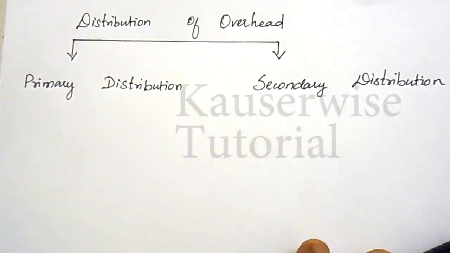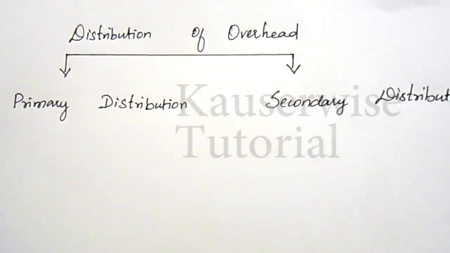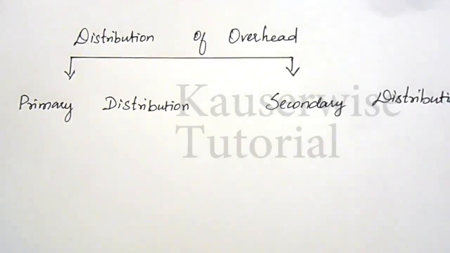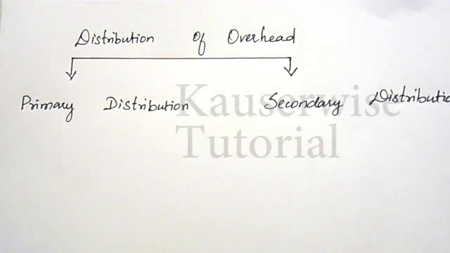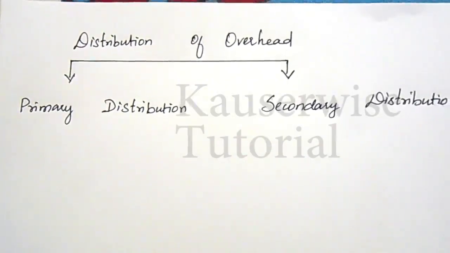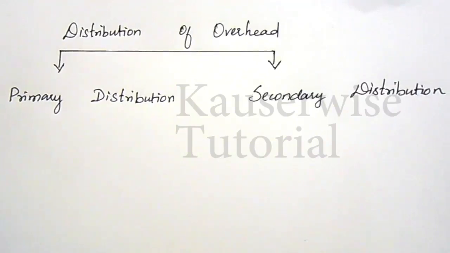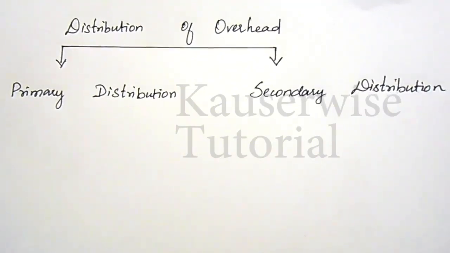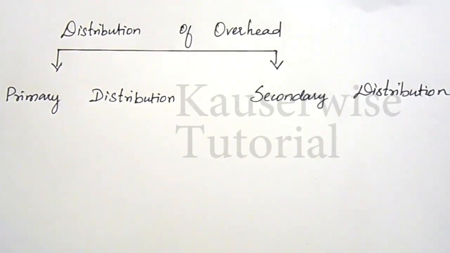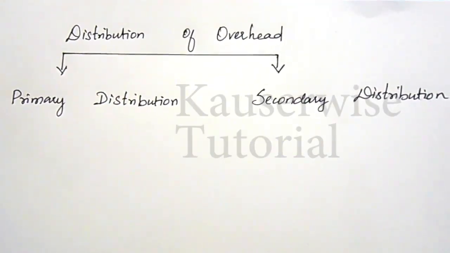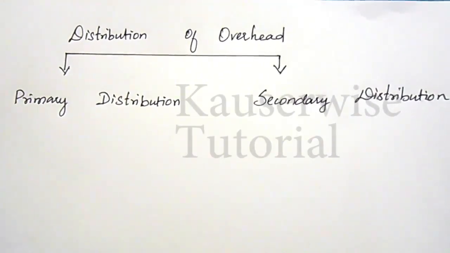Distribution of overheads means, generally, an organization will have different departments. All the departments are classified into two categories: the first one is production departments and the other one is service departments. After incurring all the expenses, the organization needs to find the actual expense incurred for each and every department separately.